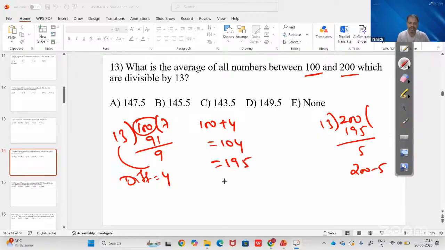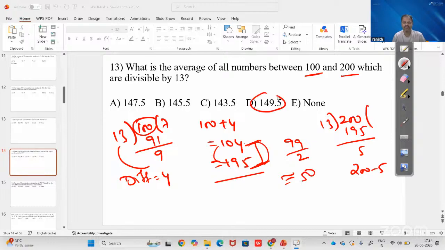Now we need to add these two values. So average is nothing but the middle of the highest and lowest value, 4 and 95. What is the sum of 4 and 95? 99. 99 by 2 is nearby 50. So what is the nearby 50 answer? 149.5 will be the answer.